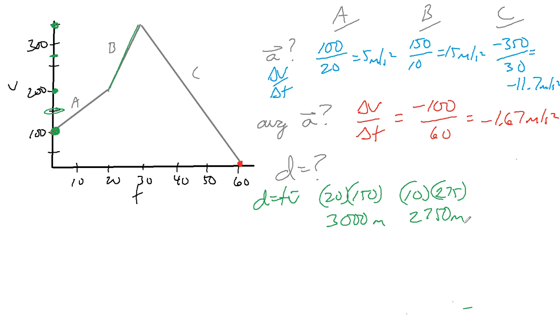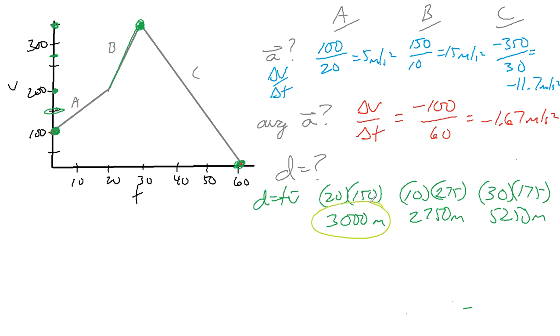And then we'll do the same thing for the last part. So last part lasted from 30 to 60 seconds. So it lasted for 30 seconds altogether. And if I want the V for that, is it constant? No, it's not constant. So I got to use the average. Well, it went from 350 all the way down to 0. So I just basically got to take that 350 and cut it in half. And if I cut it in half, I've got an average speed of 175. So then I'll just times that by my time of 30 seconds. And I've got about 5250 meters for the third part.